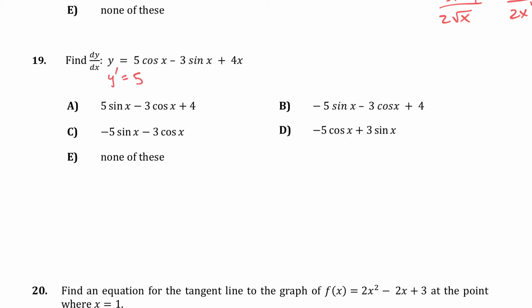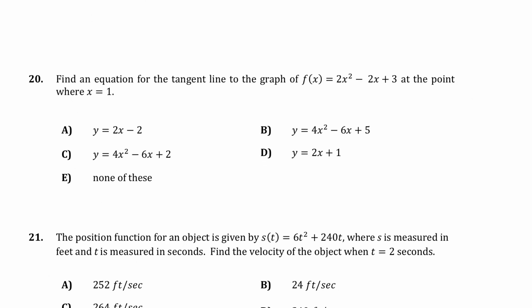y prime is equal to what? 5 times the derivative of cosine is negative sine x, minus 3 times the derivative of sine is cosine x, and then derivative of 4x is just 4. So it looks like the closest thing we have is right here. It's b. Because that negative can go in front, and now we have 5 sine x minus 3 times cosine x plus 4, and the rest is all exactly the same.